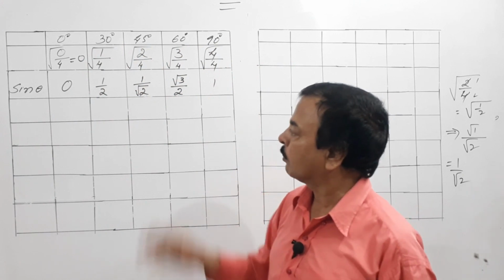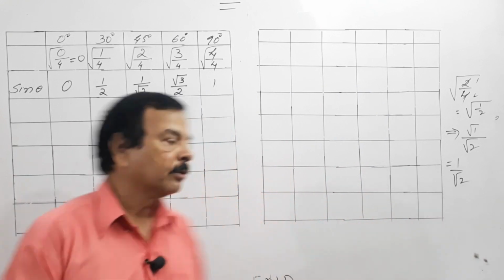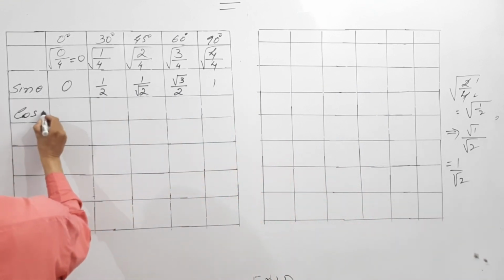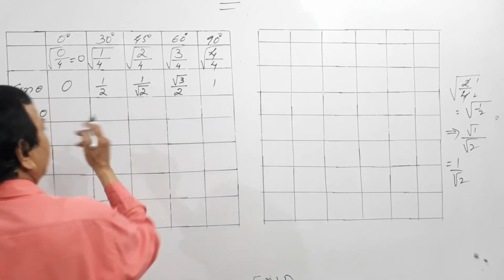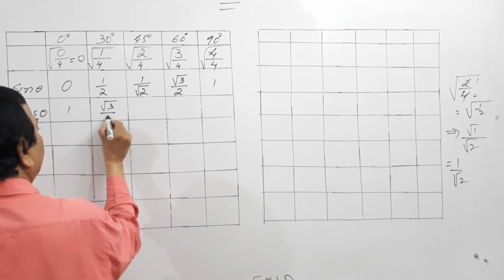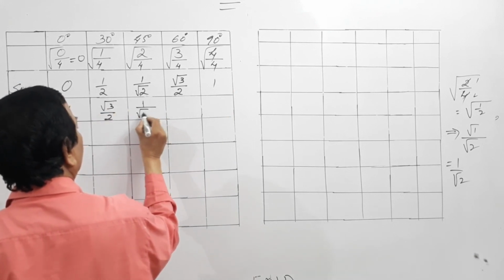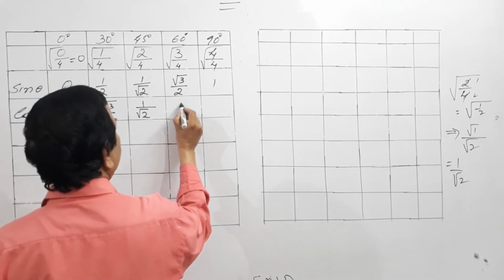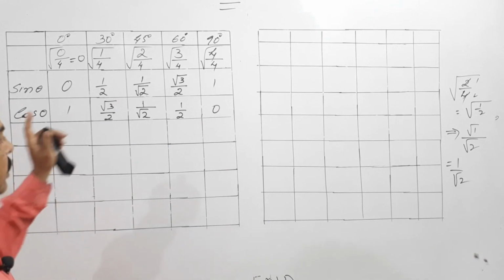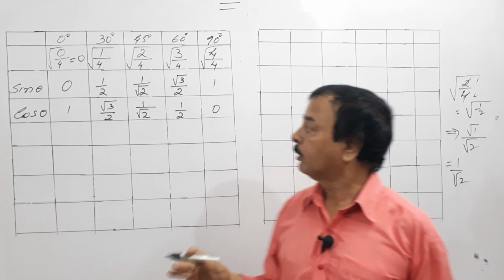So for cos theta, you start writing in reverse order. So this becomes 1, this is root 3 by 2, this is 1 by root 2, this is half, and 0. Once you get this sin and cos, it's easy to find the other values.